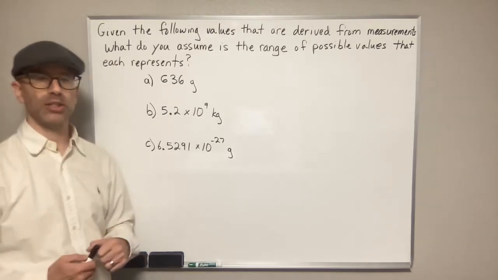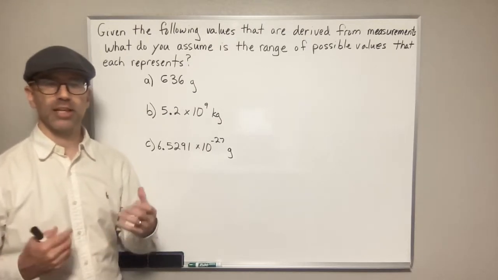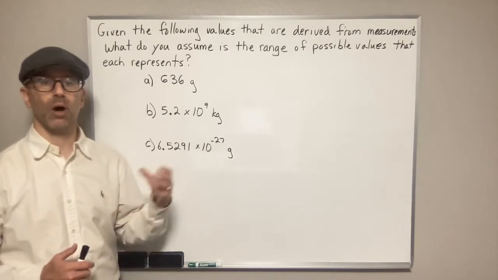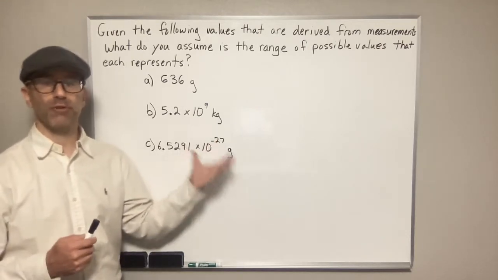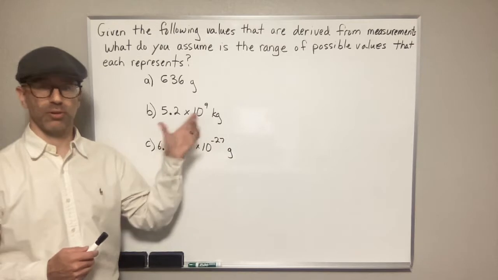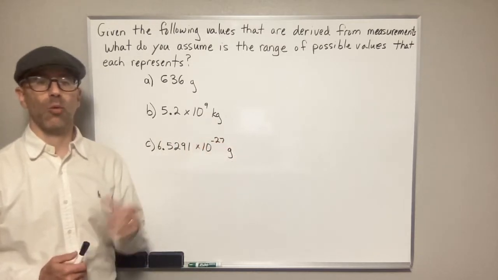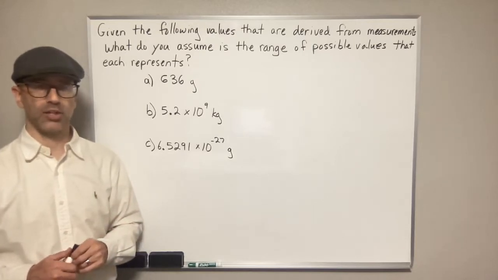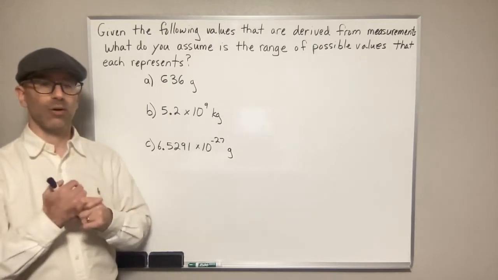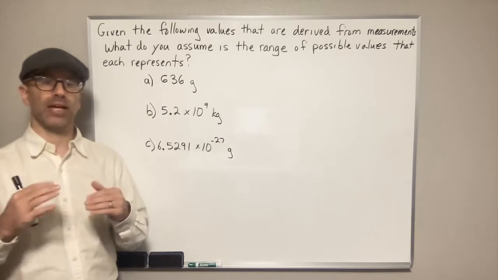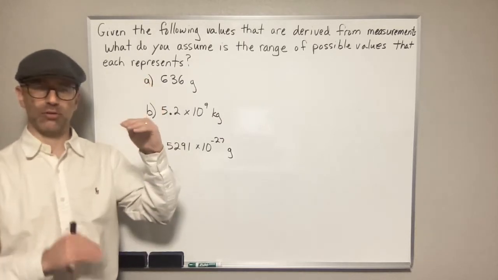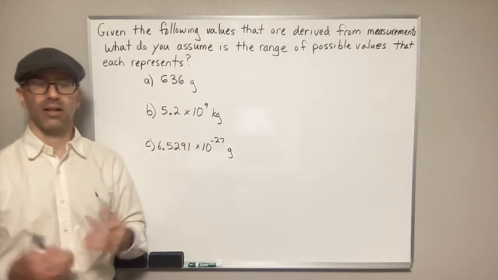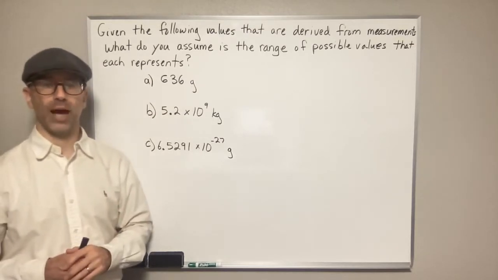So here we have a question. Given the following values that are derived from measured units, so that's important, they're derived from measurements, what do you assume is the range of possible values that each represents? So in order to figure out what the range is, the highest and lowest values, anything within the highest and lowest values would be allowed for that measurement.